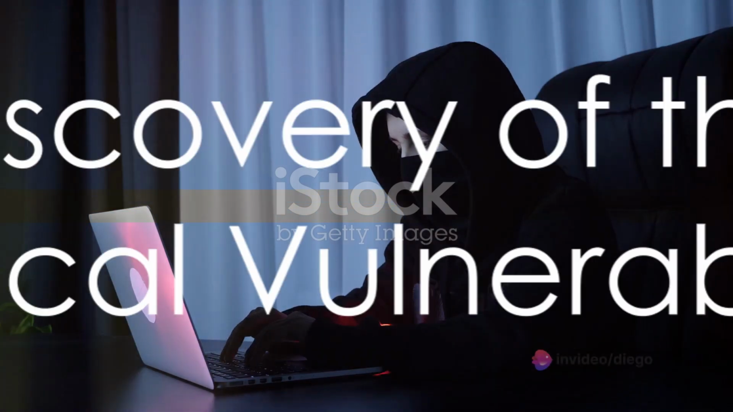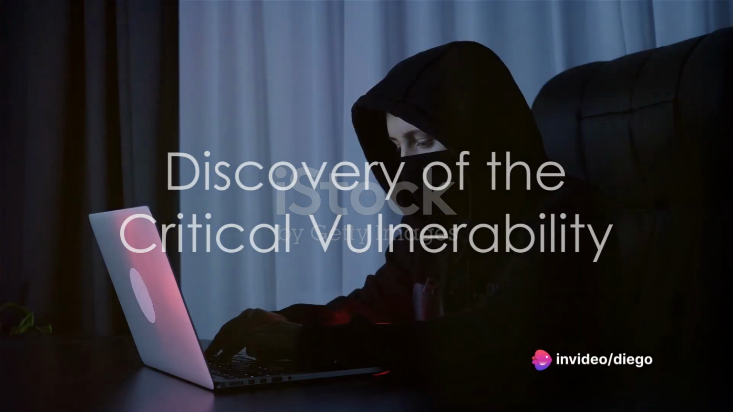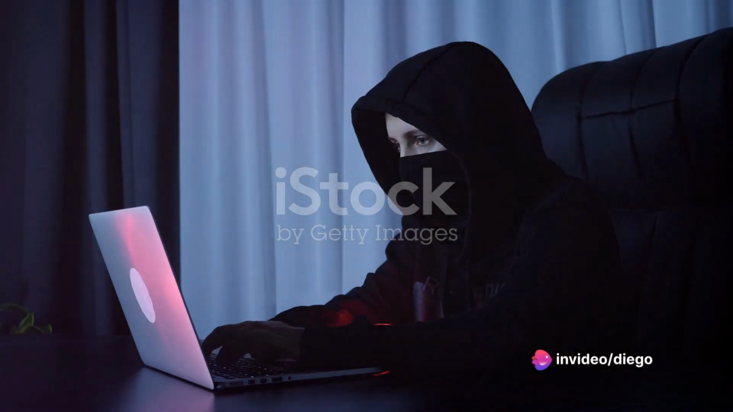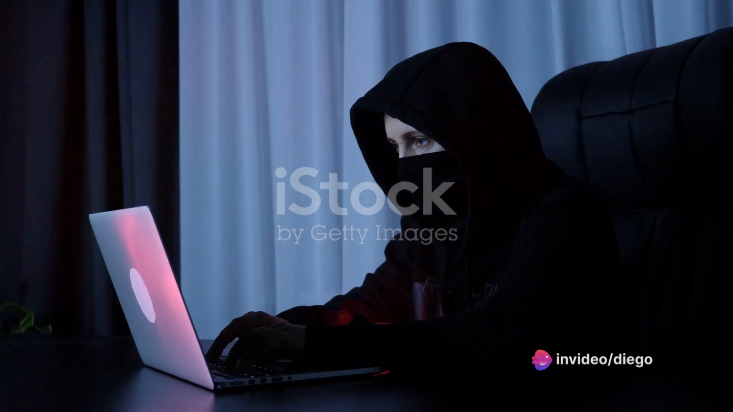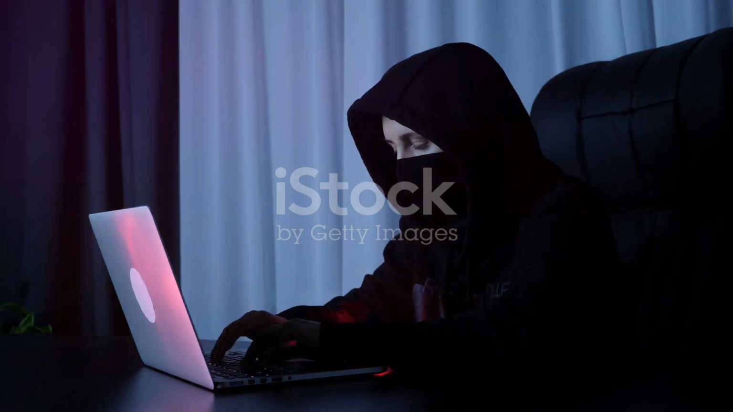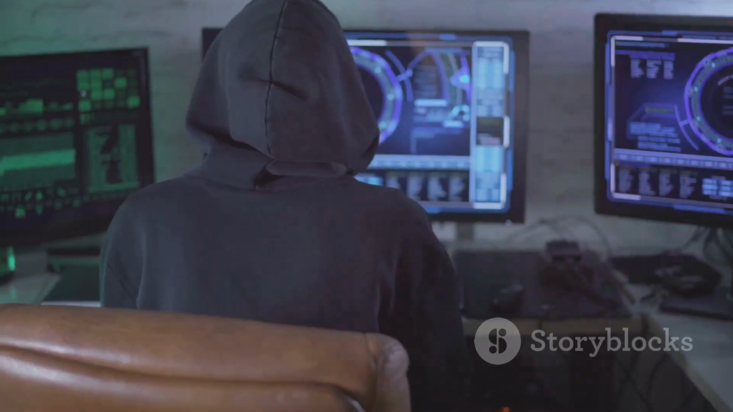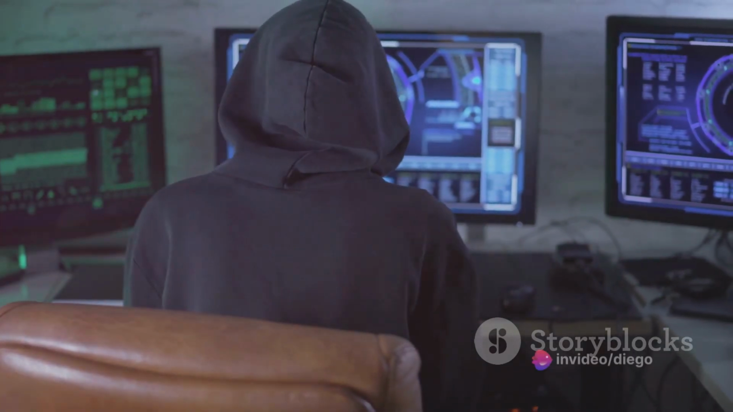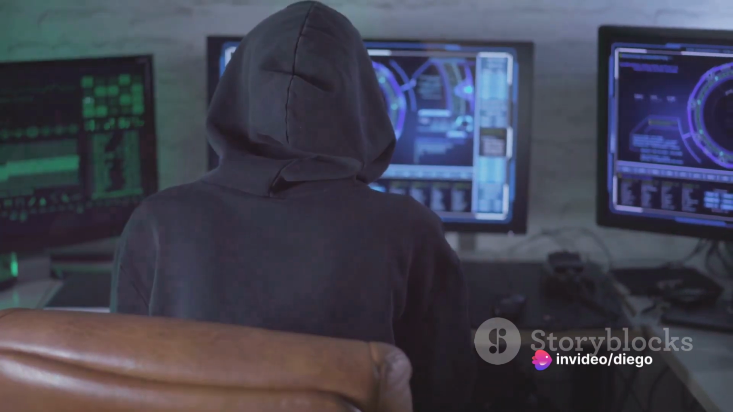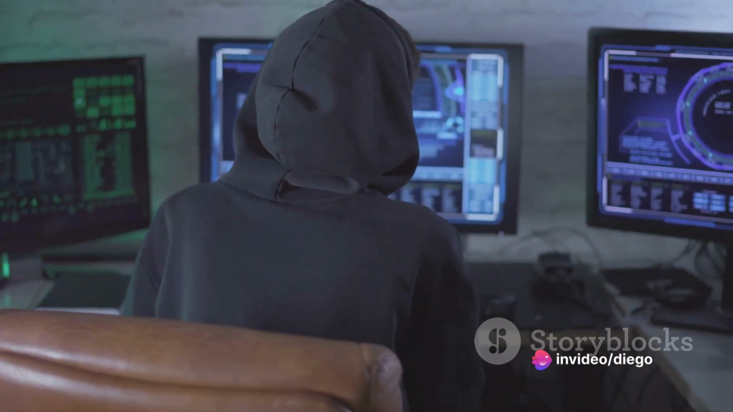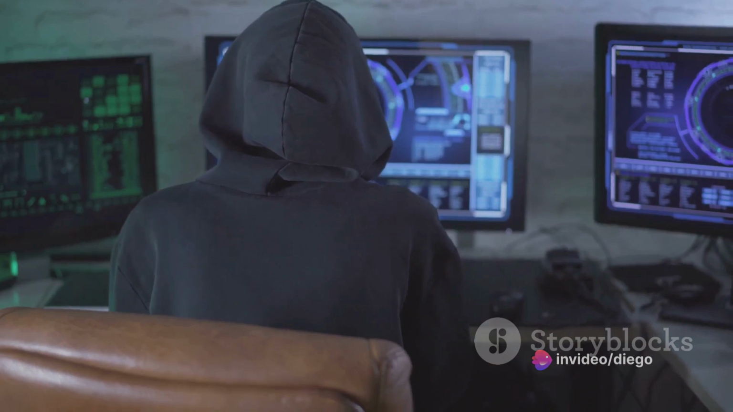Has it ever crossed your mind how a seemingly innocuous compression library could host a potentially disastrous security vulnerability? Imagine a flaw so severe that it allows attackers to remotely execute arbitrary code on affected systems. That's the reality we're delving into today. The discovery of a critical vulnerability in the XZ Utils library.